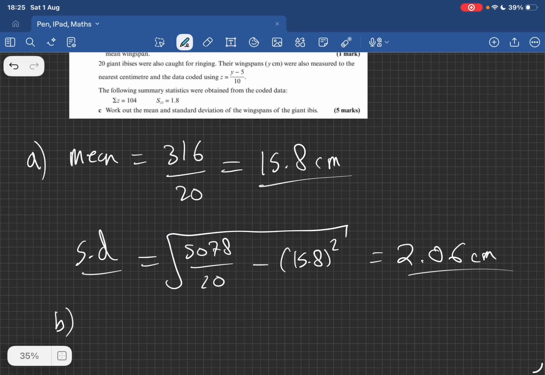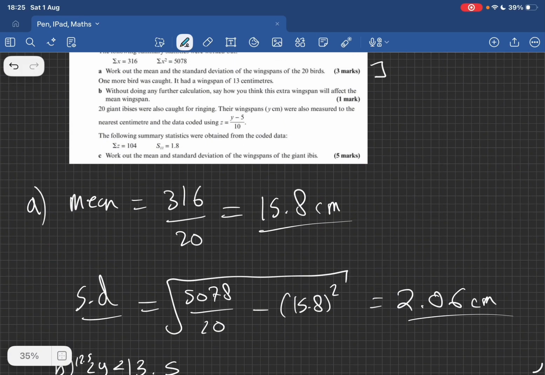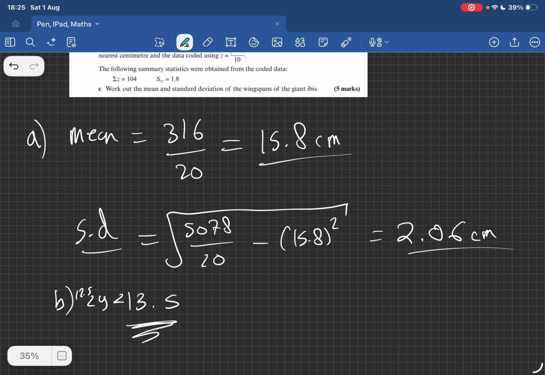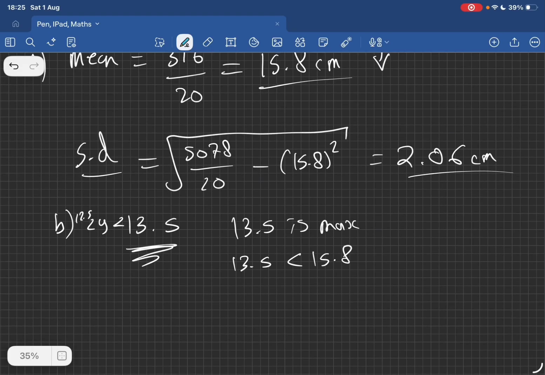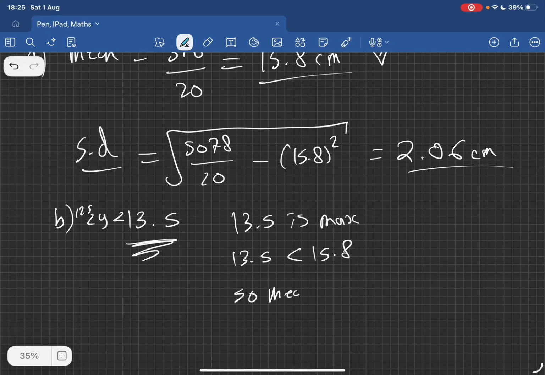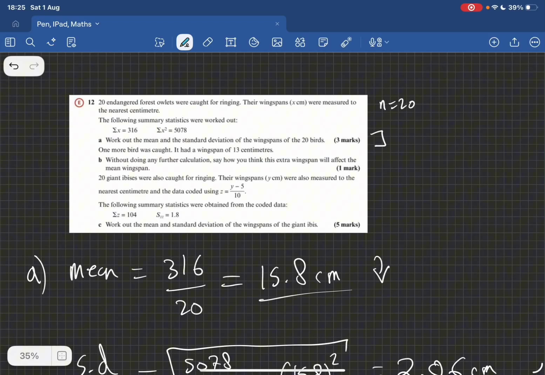Because we're rounding to the nearest centimeter, there's a range. But even in this range, everything, even the higher bound of it, will be bringing our mean down. So 13.5 is the max it can be. 13.5 is less than our mean, so the mean is lowered. That is an argument that has those kind of points.